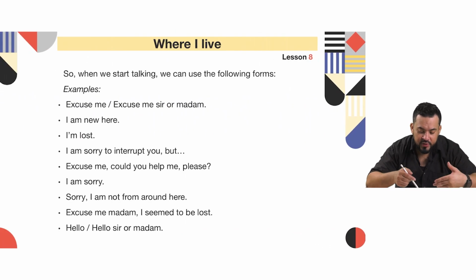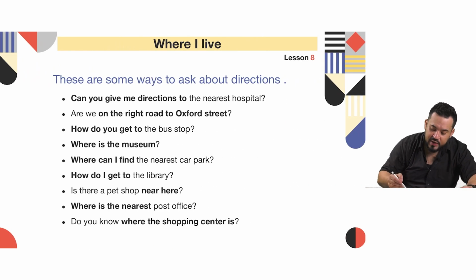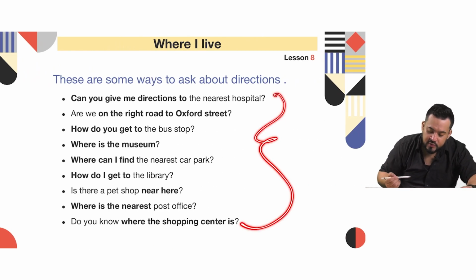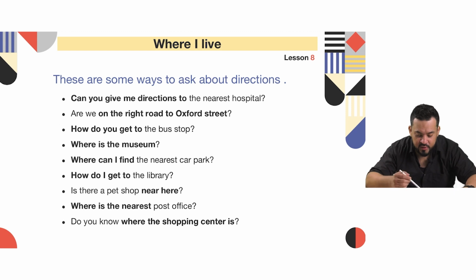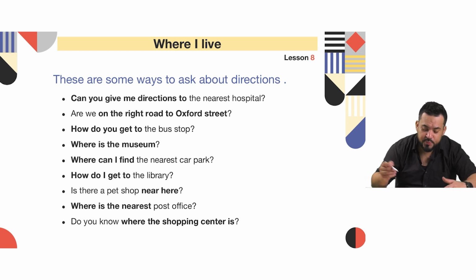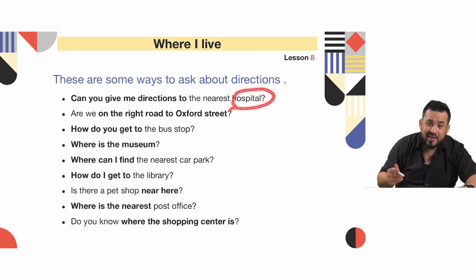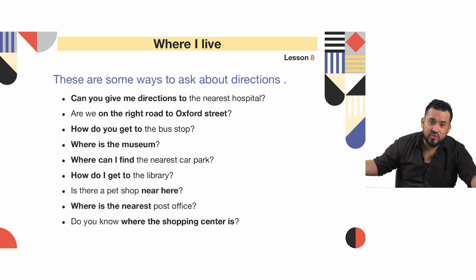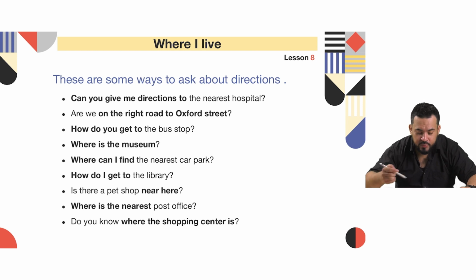After we use the first phrase to get someone's attention, then we can use any of these to get directions. Let's take a look. Can you give me directions to the nearest hospital? Could be hospital, clinic, barbershop, restaurant, mall, whatever you're looking for. Are we on the right road to Oxford Street?